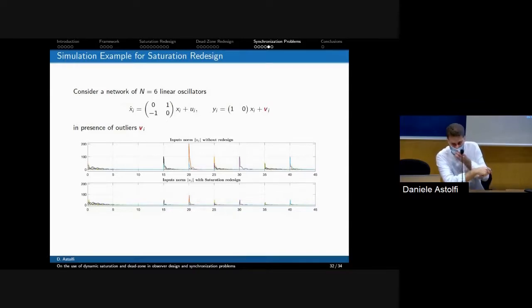This is also nice to see: the norm of the input, so it's the energy that we put in to correct. We see that when outliers happen, we use a lot of effort to make the states converge to each other, while with this saturation redesign, we need less effort to make them converge.